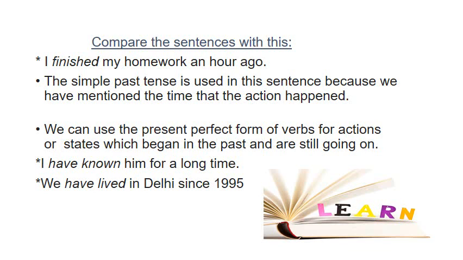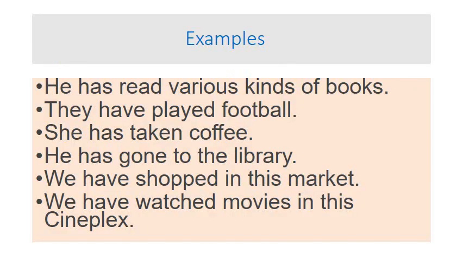We can use the present perfect form of verbs for actions or states which began in the past and are still going on. Like I have known him for a long time. We have lived in Delhi since 1995. Some examples also we will take here.